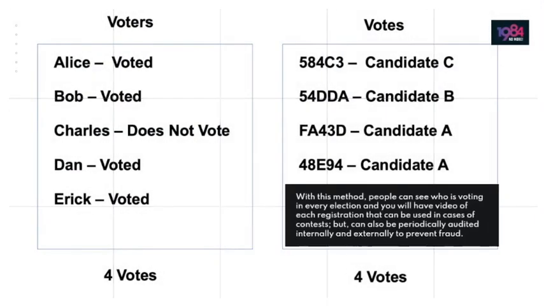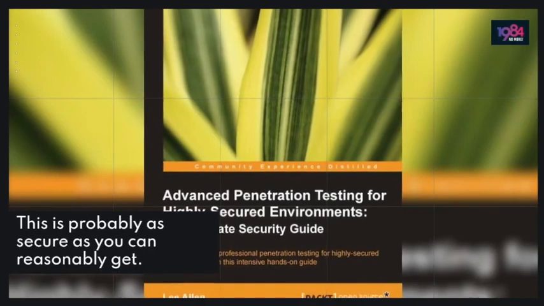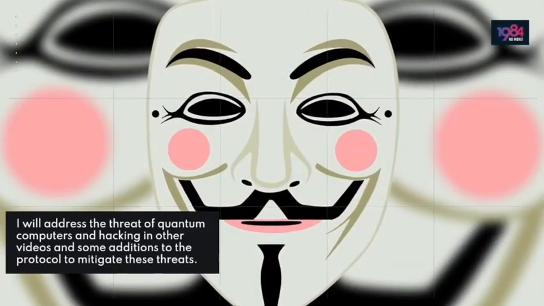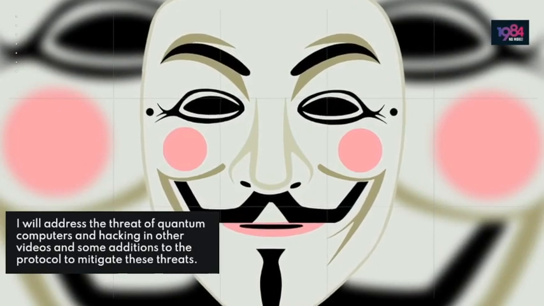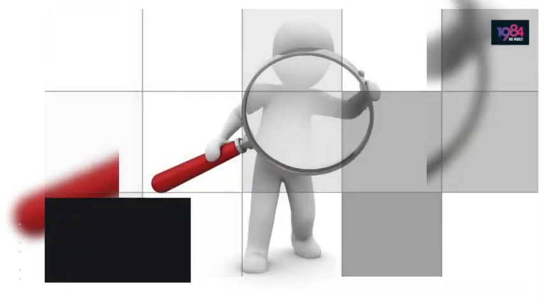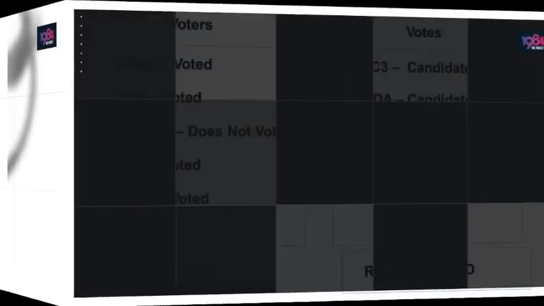With this method, people can see who is voting in every election, and you will have video of each registration that can be used in cases of contests, but can also be periodically audited internally and externally to prevent fraud. This is probably as secure as you can reasonably get. I will address the threat of quantum computers and hacking in other videos and some additions to the protocol to mitigate these threats. But with this open source count, everyone can monitor the result.